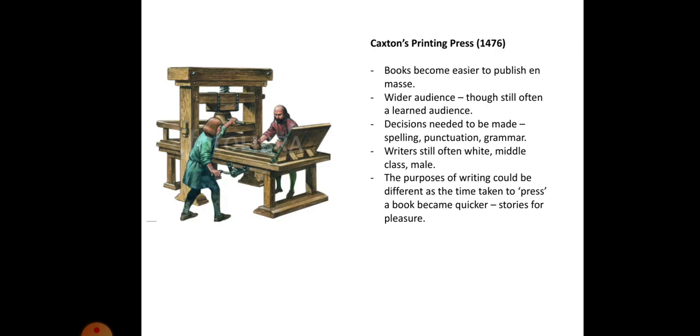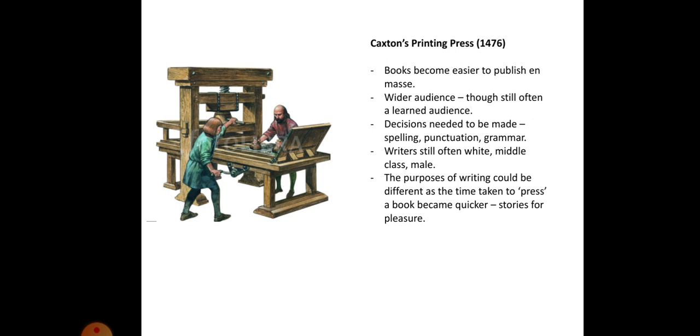Okay, so this is Caxton's printing press, 1476. Caxton, this isn't the first printing press, but it was a printing press that was brought over from Belgium, if I remember correctly. And basically, it made books easier to publish en masse. I don't know the exact technical way that it worked, but if I remember rightly, you were able to set up a whole page and print it. So rather than handwriting it, you were able to print it multiple times.